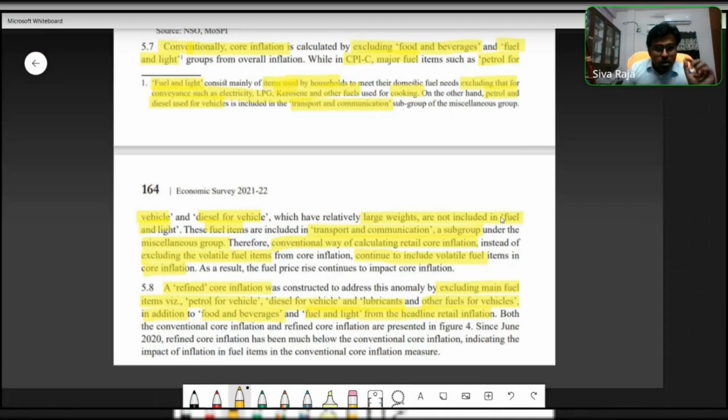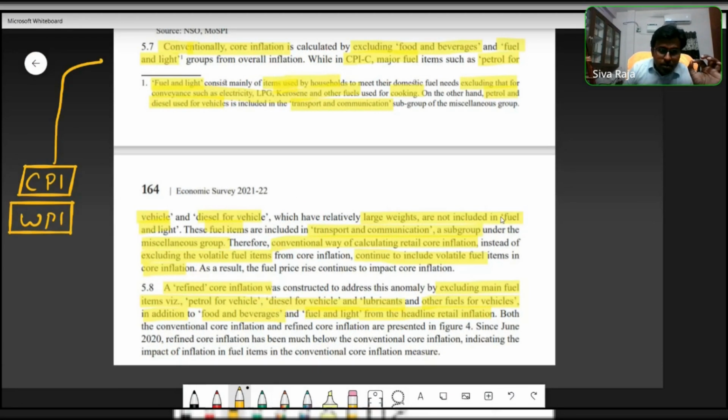What is consumer price index? I have said consumer price index, WPI, wholesale price index. Consumer price index is called the retail inflation because it is the retail thing. What we buy, we make an assessment out of that. Wholesale is about the whole thing. And that is why it is called retail inflation.